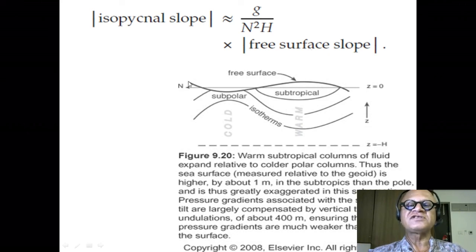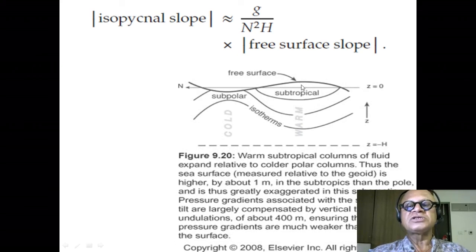So here is the free surface. It has a dip here and it has a rise here. If you look at isotherms, when you add salinity and do it properly, these are actually isopycnals or density surfaces. To create near zero gradient in pressure at depth to produce near zero current speeds, free surface gradients are compensated by isopycnal slopes. That's all this is saying. Long story short, if the free surface dips, isotherms dome. If free surface domes, then the isopycnals dip.